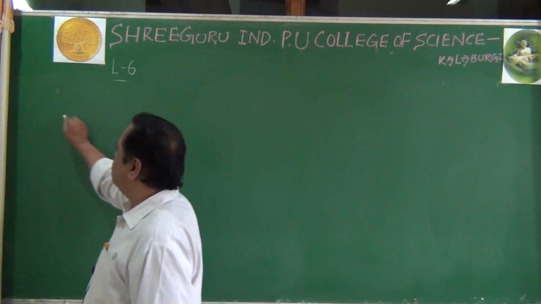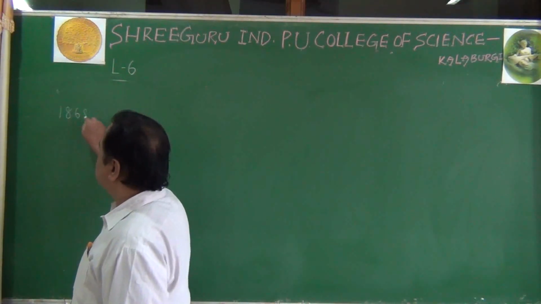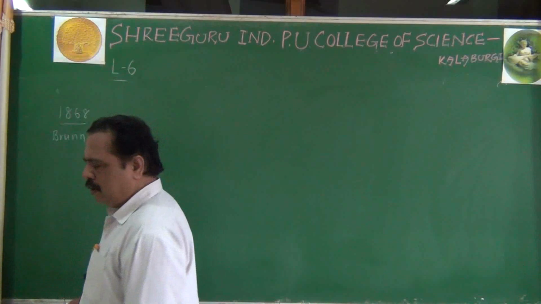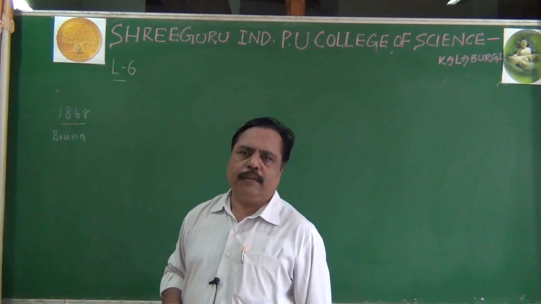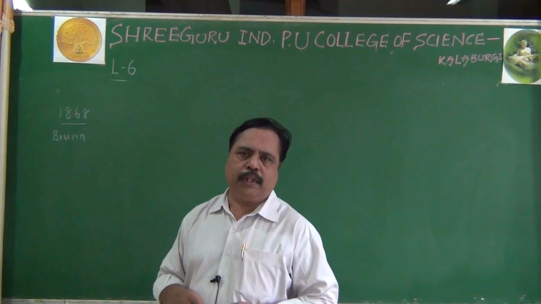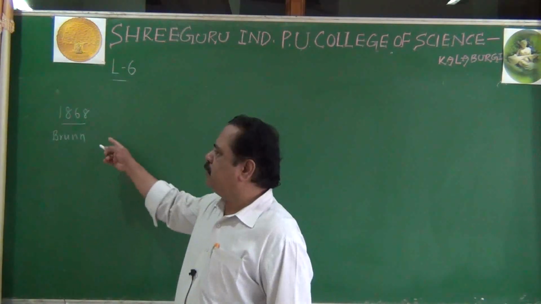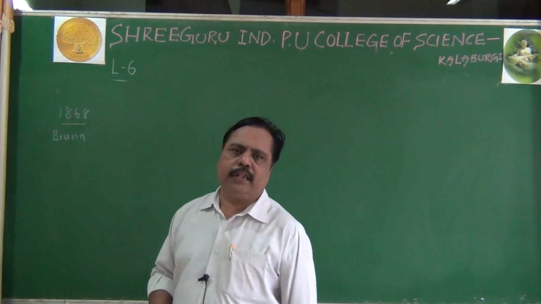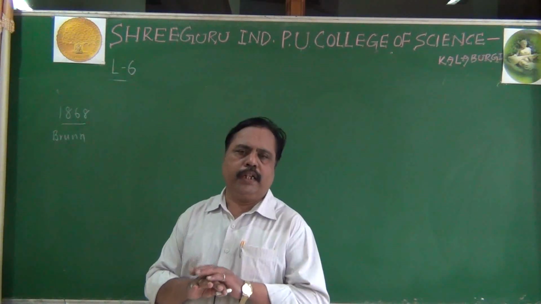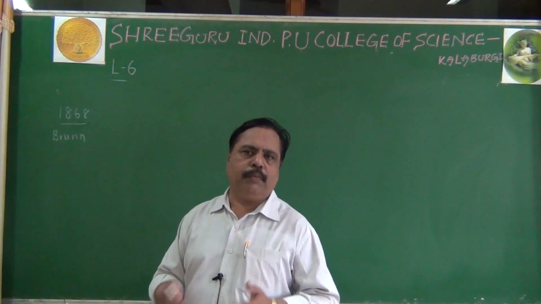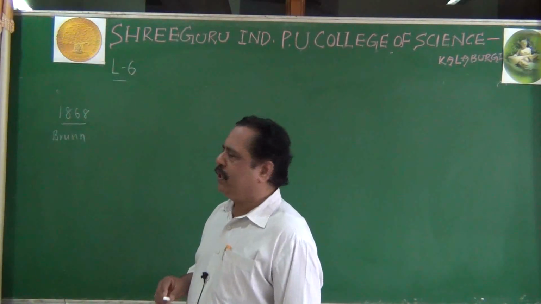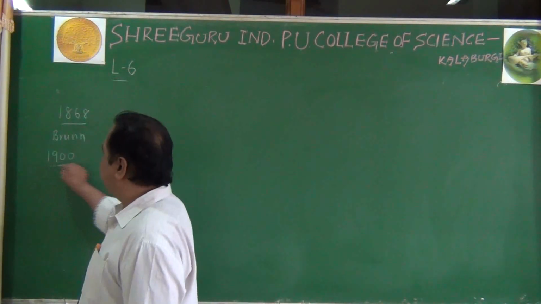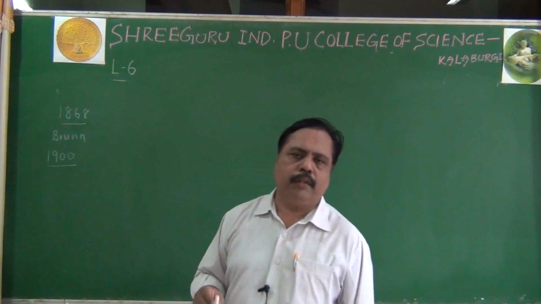Mendel published his results in 1868 in Brunn. But during that time, his theories were not made popular due to various reasons which we discussed in the previous classes. Up to some 30 to 32 years, Mendelian ideas were not made popular by the scientific community. But in 1900, 3 different scientists independently rediscovered Mendelian principles.